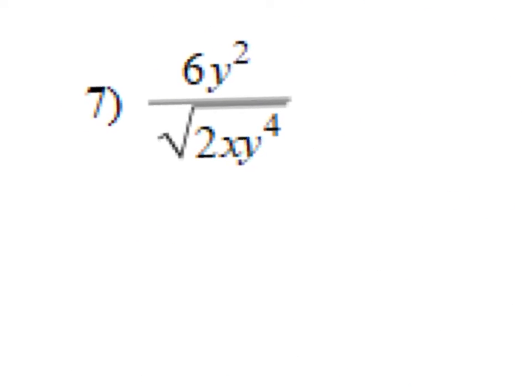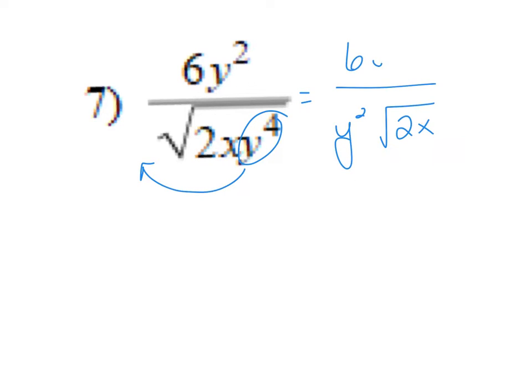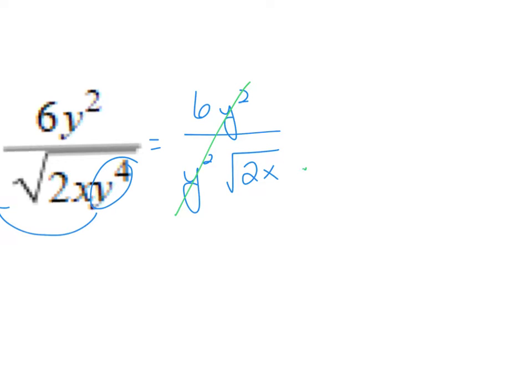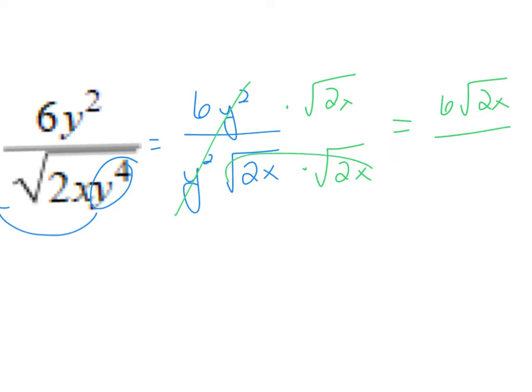Okay, so on this guy, again, I'm going to go ahead and move this y to the 4th out and get y squared on the outside. I have the 2x left on the inside still, and I have a 6y squared. So in reality, the y squareds are actually just going to cancel out. Okay, I'm going to go ahead and multiply by the square root of 2x on top and bottom. So I've got 6 radical 2x, and on the bottom, I'm going to pair up and move out the 2x.